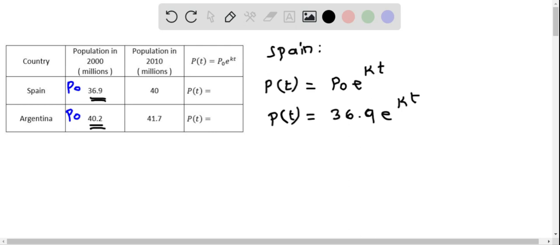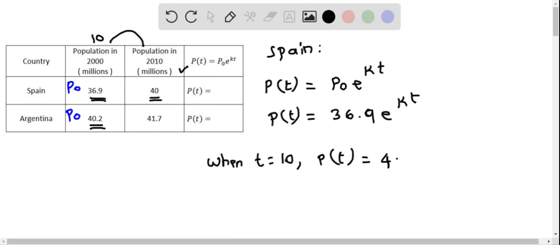And we are also given the population in 2010, in terms of millions, that is 40 million for the country Spain, which means for a difference of about 10 years, the population has grown to 40 million from 36.9 for Spain. So we can utilize this fact, that is when t equals 10, P of t equals 40. We plug this information into the model and determine the exact model.